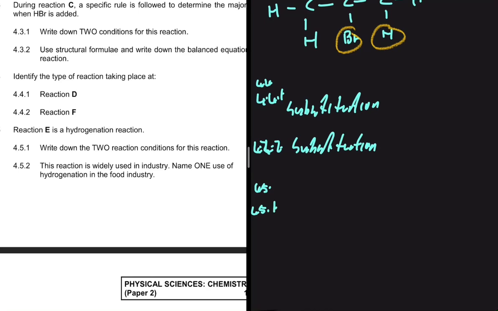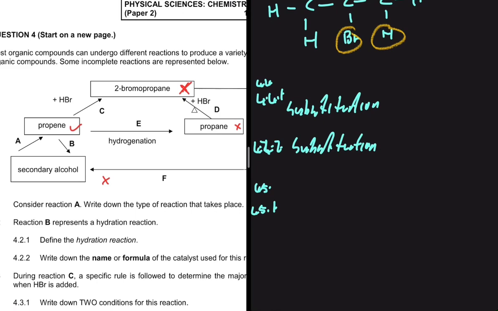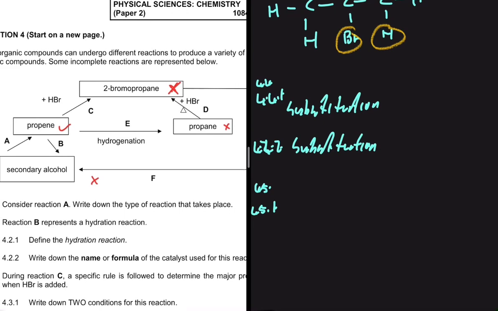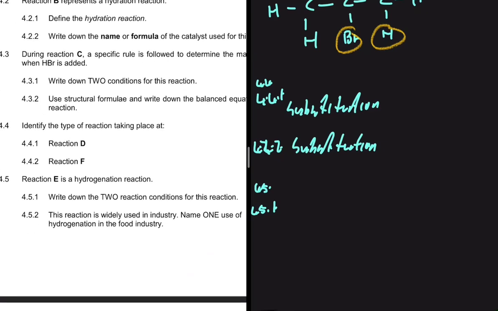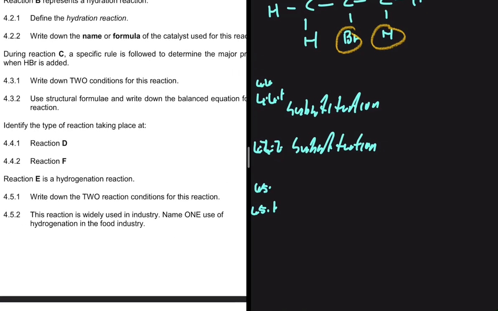4.5.1. Reaction E is a hydrogenation reaction. Let's look at reaction E real quick. We're starting with propene and we're ending up with propane. So it is indeed a hydrogenation, right? And then what does the question say? Write down the 2 reaction conditions for this reaction. 2 reaction conditions for hydrogenation.